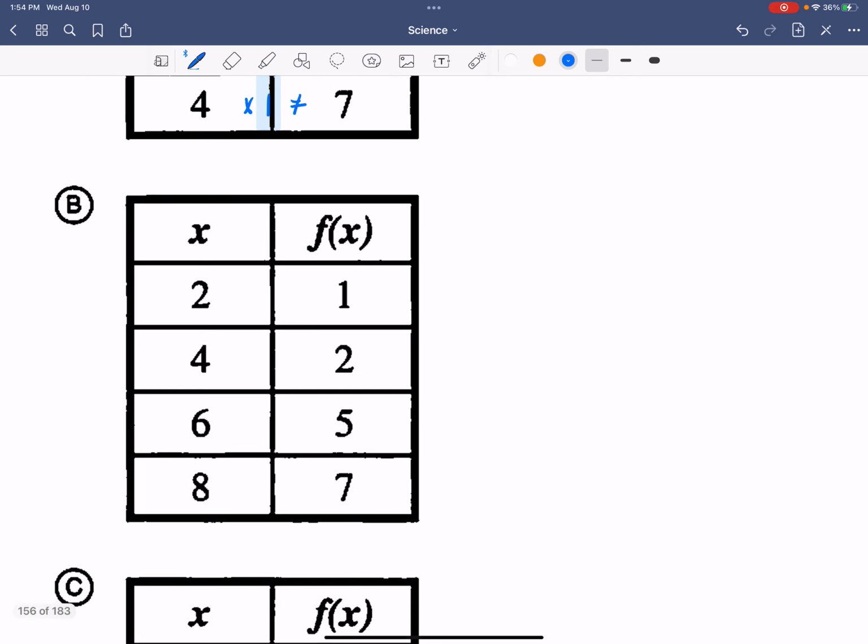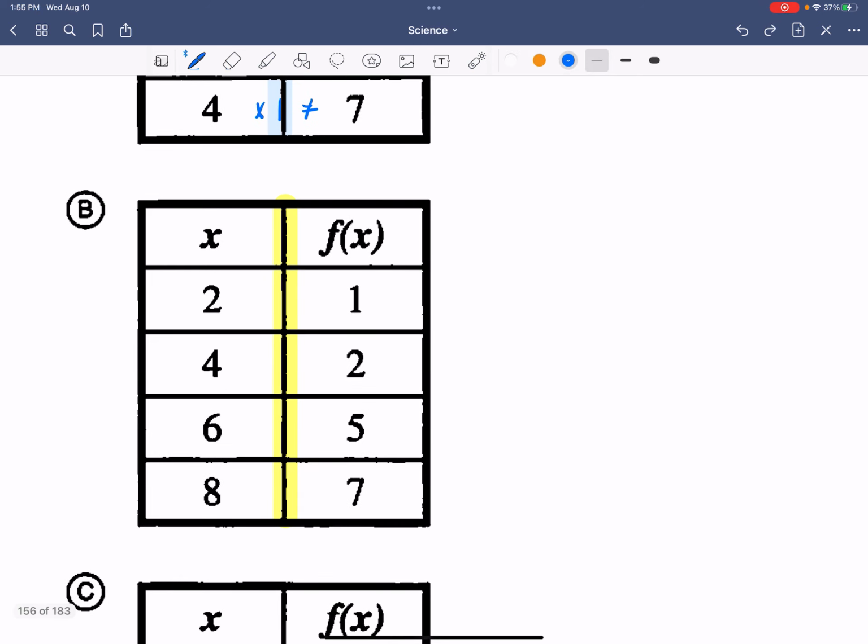Okay, on this one, again, have them focus on what's happening between the columns. What's happening right here is what's going to tell us if it's a function. So to get from 2 to 1, you input 2, you get 1 out. You would have to divide by 2. 2 divided by 2 is 1. So that dividing by 2 has to work all the way down. If it doesn't, it's not a linear function.